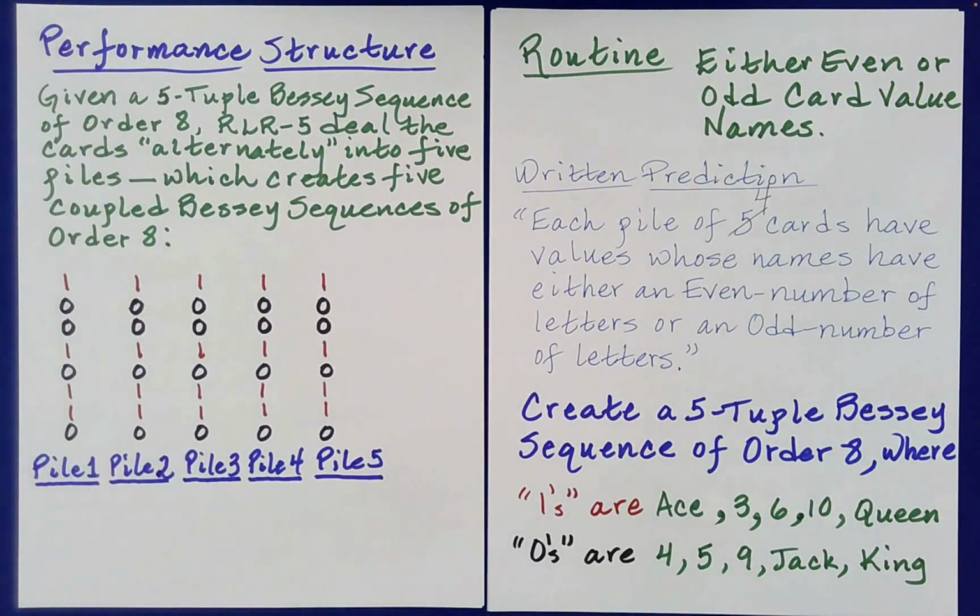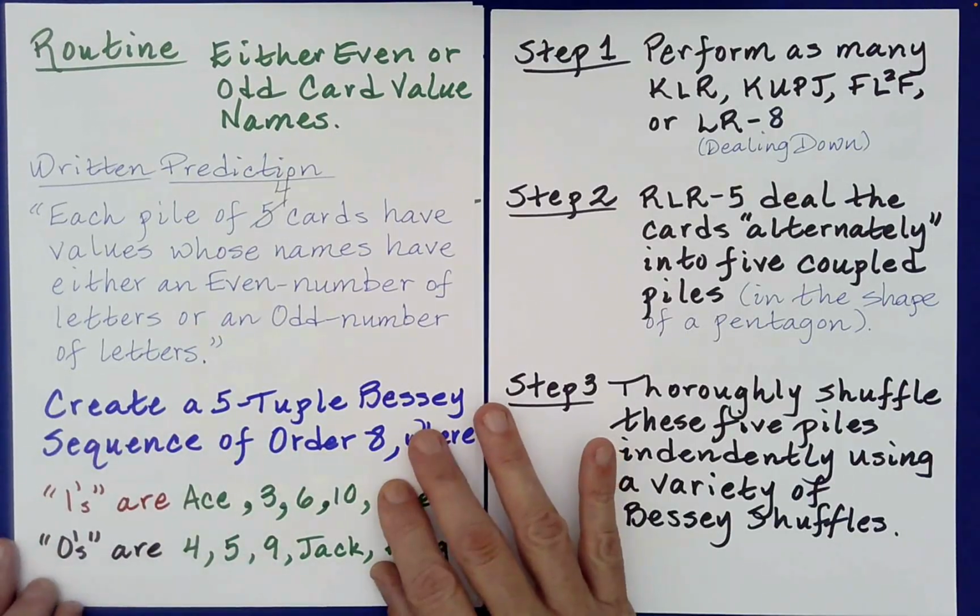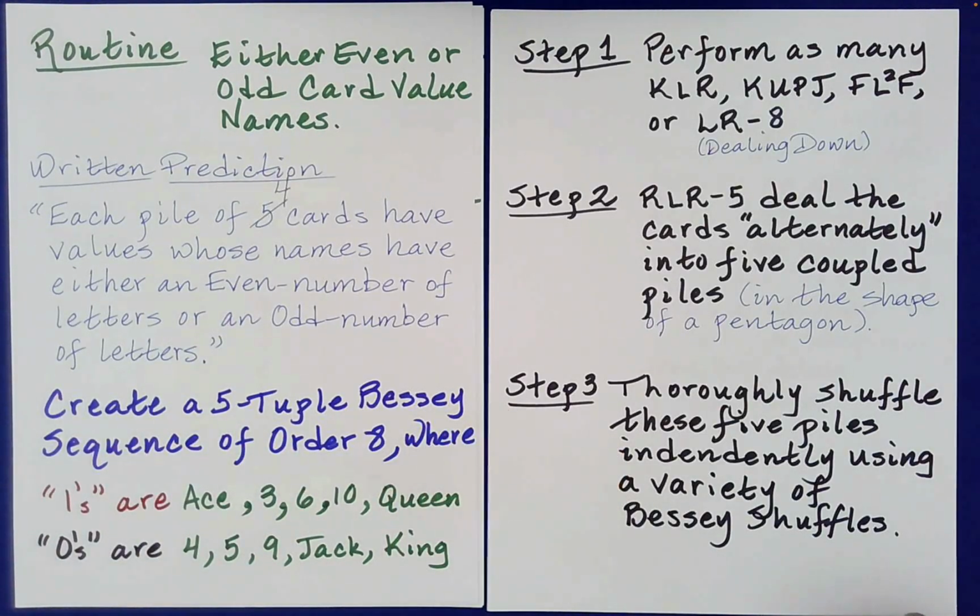Okay, and so what you do is you create a 5-tuple Bessey sequence of order 8, where the ones will consist of cards whose names have an odd number of letters. All of these have either 3 letters to their names or 5. The zeros are going to be cards whose names have 4 letters in their names, right? Okay, so all of these, when you write them out, there's 4 letters in the names of those cards, okay? And so from there, what you do is you just build it up that way, okay?